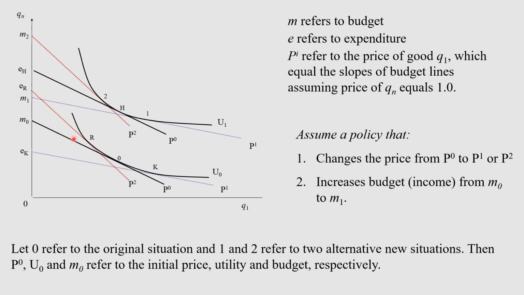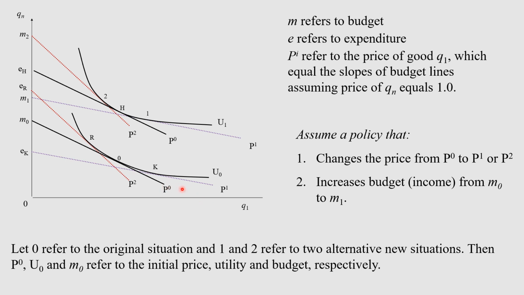So the slope of such a line, like P0, is the negative, of course, of the price P1 divided by the price of Qn. Qn is 1. So then we can just say that the slope is P0, the price of P1, and we interpret it to be negative so that we get a downward slope. As the price is reduced, the slope will swing in this direction. In other words, it will become flatter. So in this case, P1, which is flatter, is a lower price than P0.